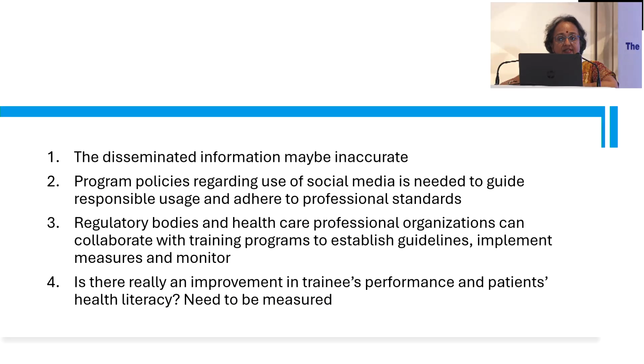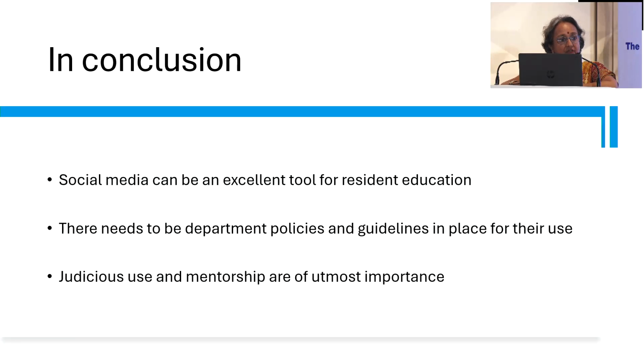But the perils need to be remembered. The disseminated information may be inaccurate. Program policies regarding use of social media are needed to guide responsible usage. The regulatory bodies and healthcare professional organizations could collaborate with training programs to establish guidelines, implement measures, and monitor. Is there really an improvement in trainees' performance and patients' literacy with the introduction of social media? This is something that needs to be measured, because this is still very new.